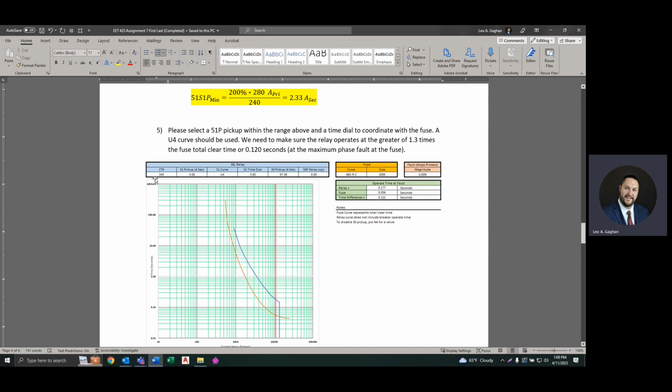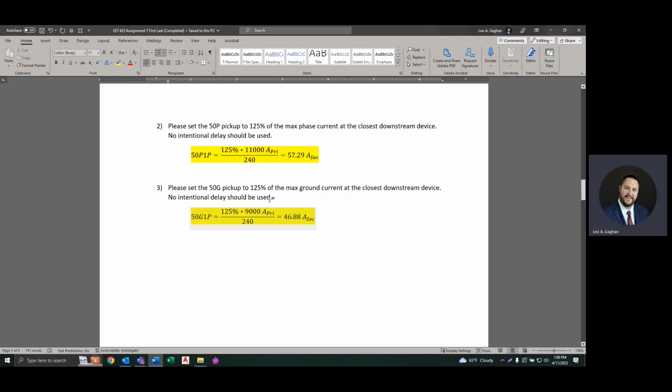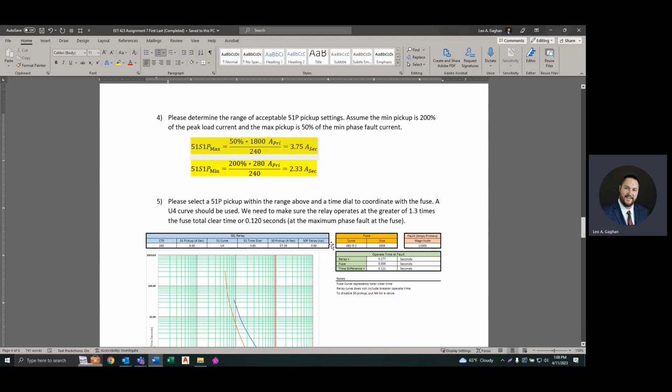Some other things to note on here. We grabbed our CTR from the question above. I think pretty much everyone just left the curve as U4. I think that's how I gave you the spreadsheet. But U4 is what you would want to coordinate with a fuse. We went over the time dial. The 50 pickup I just pulled from up here, and we didn't have any need for a delay on this one.